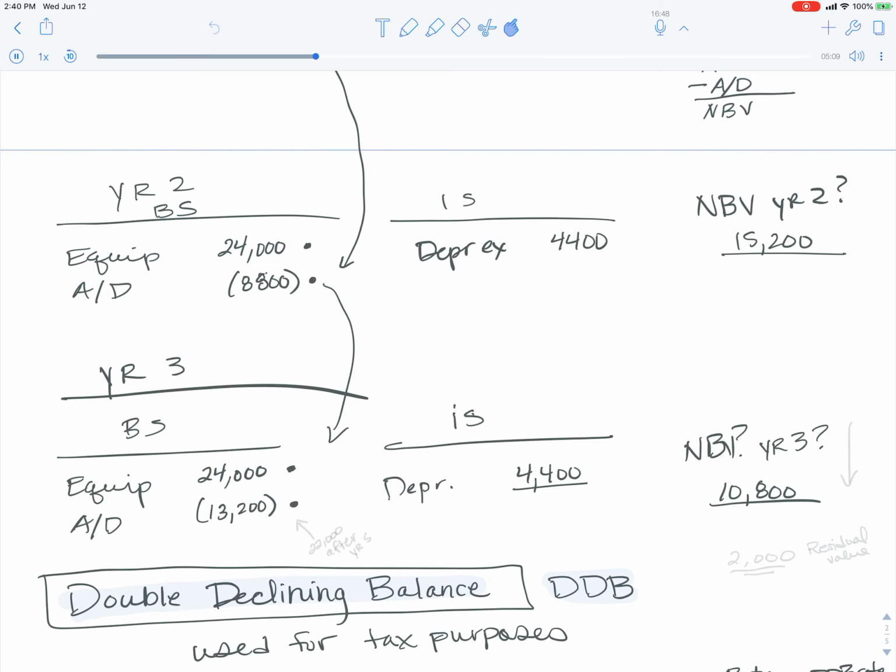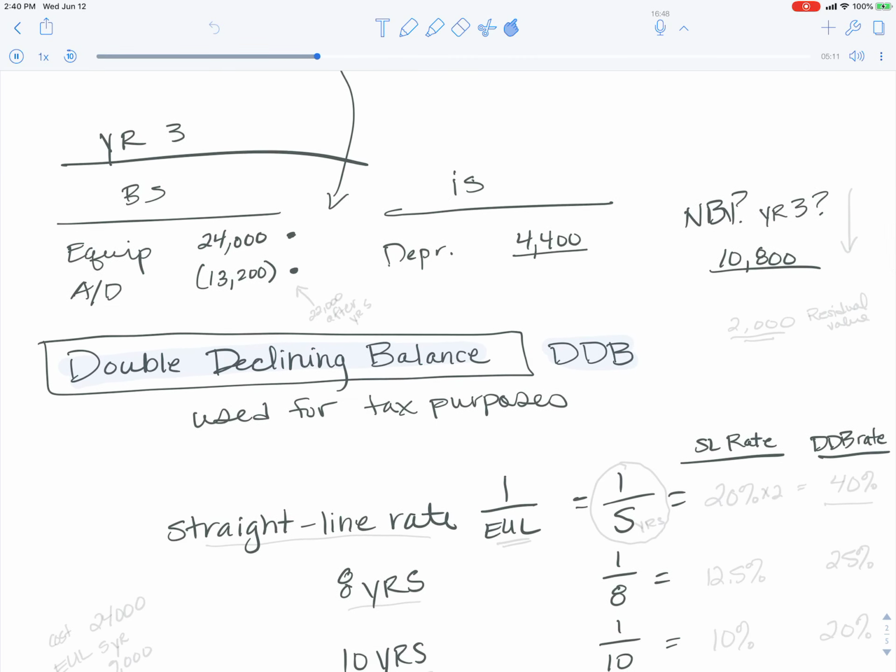So you can see that over time, as we depreciate the asset, net book value is going to go down. Net book value will never decrease past $2,000. Once we get to $2,000, there will be no more depreciation, and that will equal its residual value. So ultimately, accumulated depreciation will end up being $22,000 after year 5.